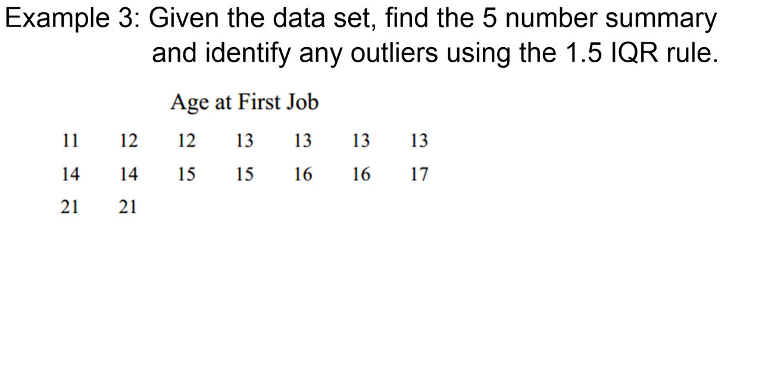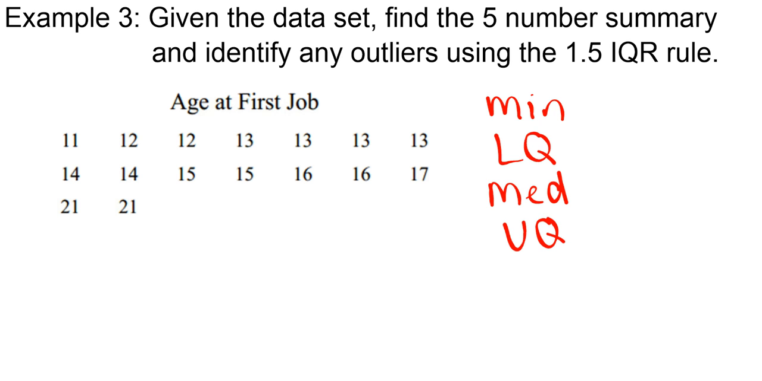Given the data set, find the 5-number summary and identify any outliers using the 1.5 IQR rule. So the first thing we want to do is find the 5-number summary. That's our minimum, our lower quartile, our median, our upper quartile, and our maximum. The easiest ones to find are our min and our max.